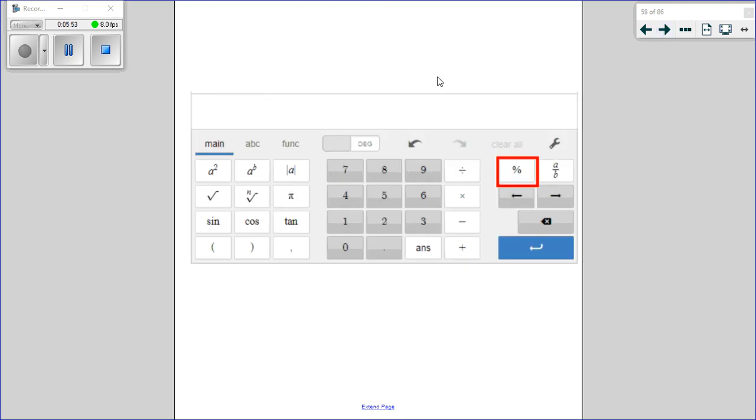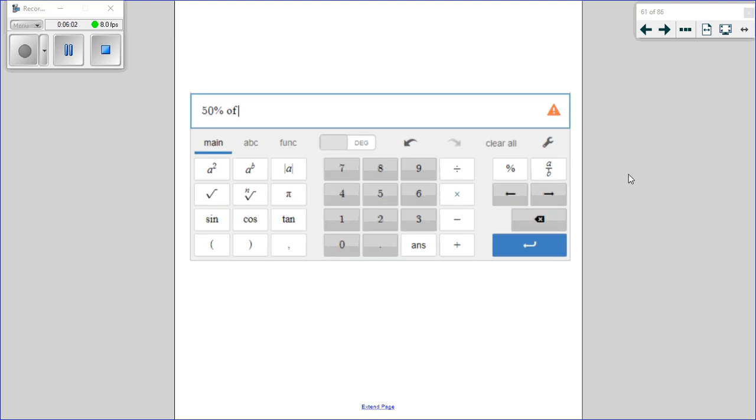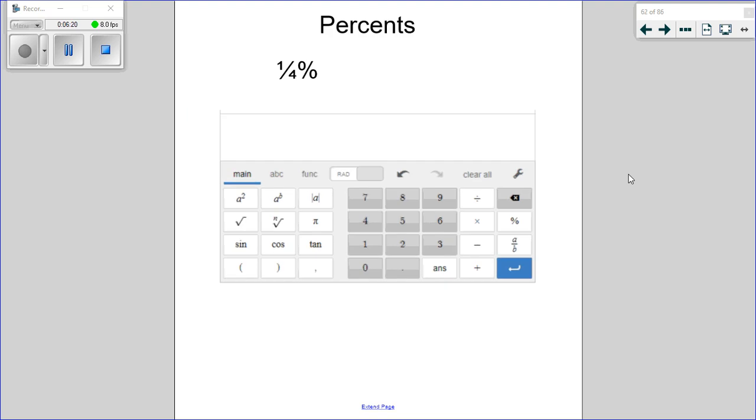Notice that Desmos has a percent sign on it. Now that you've noticed it, forget about it. Because if you press that, for example, after you enter 50, you get this, 50% of. And then it's waiting for another number. And that's not what you want. All you want to do is 50 divided by 100. That's true even if the percent is written with a fraction or with a decimal itself.